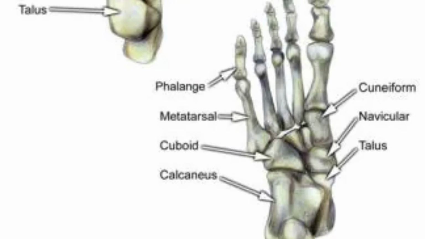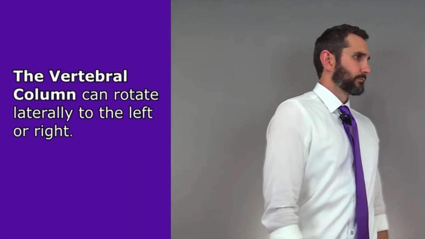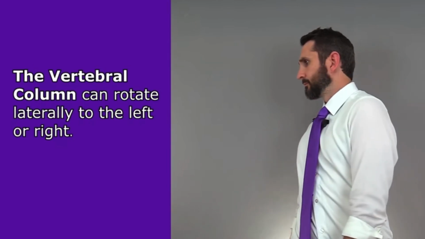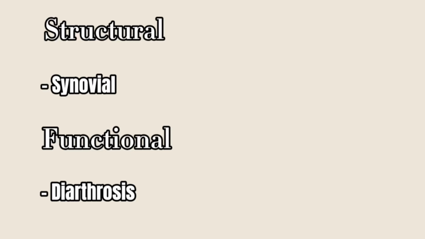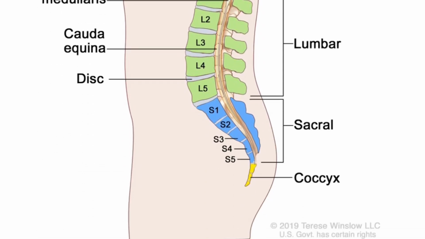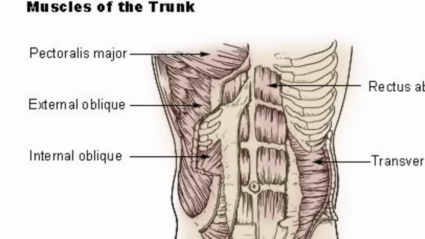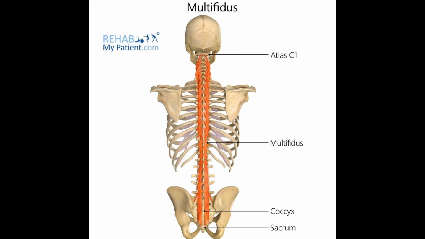Rotation. Rotation, or rotational motion, is a circular movement of an object around a central line. The joint used is the pivot joint. The structural is synovial and the functional is diarthrosis. The bone used in this movement is the vertebral column, and the muscles are external oblique, rectus abdominis, and lumbar multifidus.